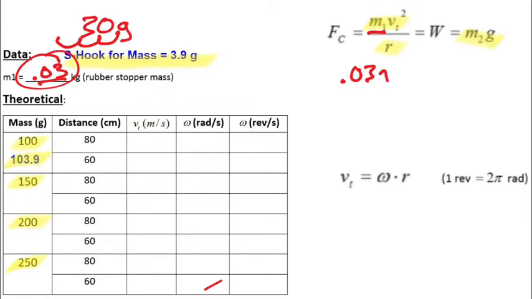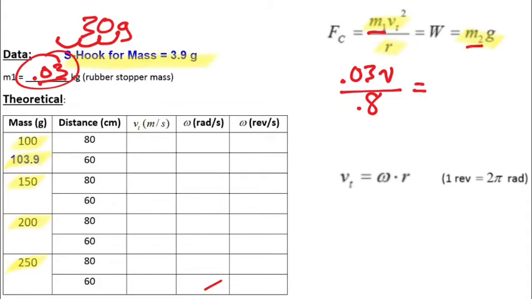The velocity, we're looking for that. The radius, the first one is going to be 80 centimeters. Do not plug in 80 centimeters. Make sure you switch that over to meters, which would be 0.8 meters. So we're doing the first one for you right now, and you could use this as your work. Remember, I only need one work. All equal to the mass.